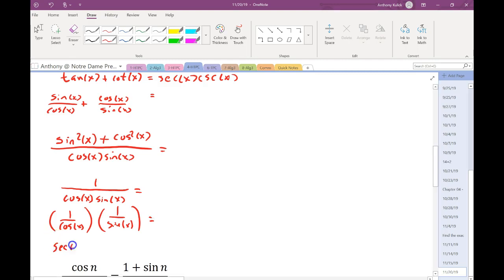Yeah, because I know I'm supposed to get two separate identities multiplied together on the right-hand side, right? I'm supposed to get secant x times cosecant x. So it made sense to want to break that one fraction into the product of two fractions so I could get two identities, or two trig functions, to shake out of that. Does that make sense, guys? And obviously now that we have the two sides are the same, so we're done.